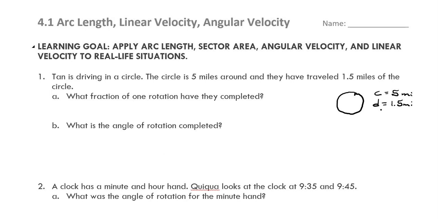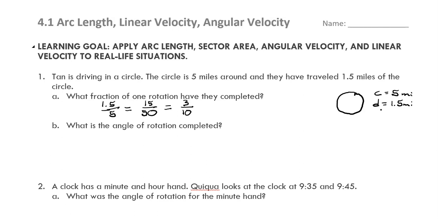What fraction of one rotation have they completed? Well, if the whole rotation is 5 miles, I can take 1.5 and divide it by 5. I might change that to 15 divided by 50 by moving each decimal one time to the right. Then reducing those by dividing by 5, I would end up with 3 and 10. They have completed 3/10 of a rotation.